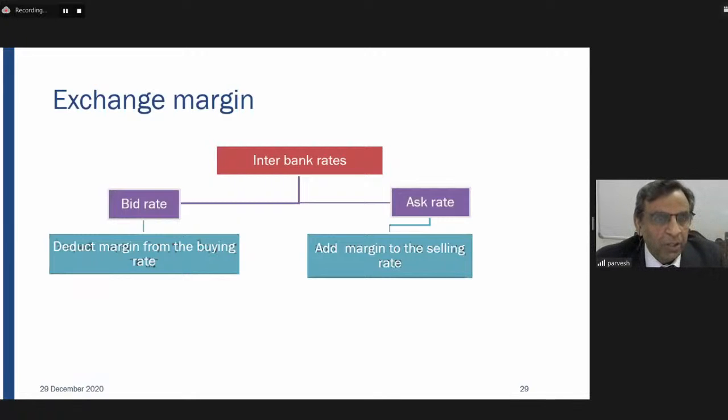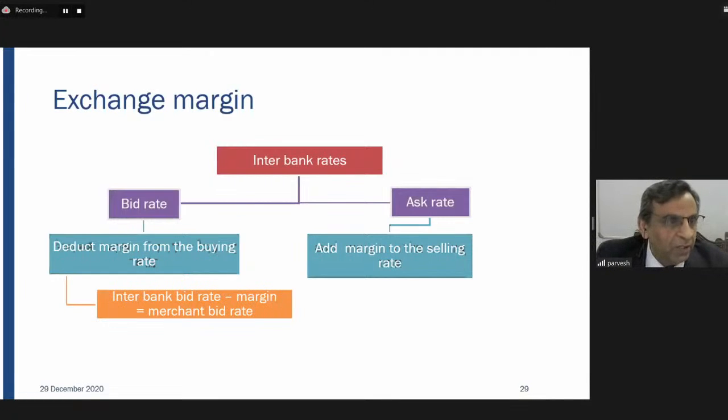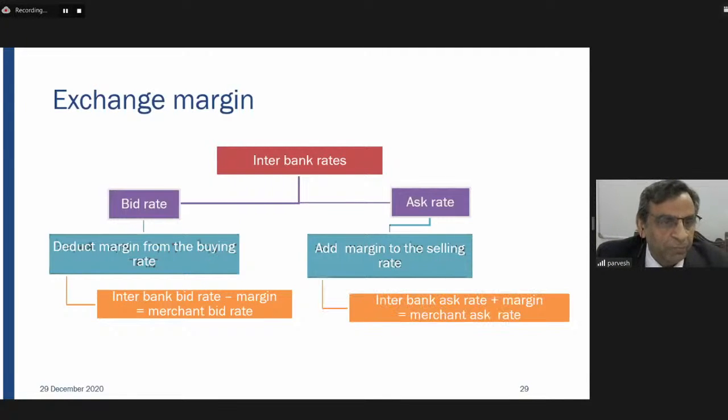Similarly, if you're going to buy dollars from the bank, then you look at the ask rate. Okay, so they are going to add margin to it, because when they sell to you, their cost will be the interbank rate. So they are going to add margin to it and present that rate to you. So the interbank rate adjusted by the margin is called the merchant rate. Interbank bid rate minus the margin is the merchant bid rate. And interbank ask rate plus the margin is the merchant ask rate.